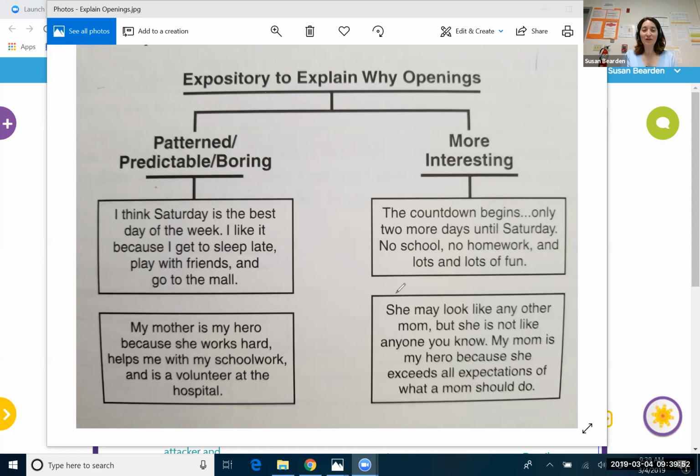So if we're looking over here on the left, if you see my cursor moving, we're going to read this second example of a patterned opening. So let's take a look. Please read along with me.